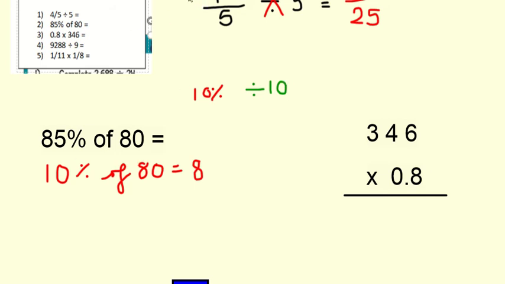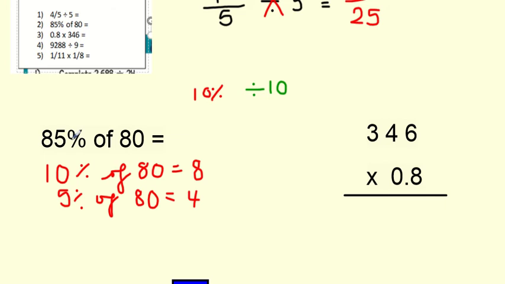Okay, now if I know 10%, how could I use that to help me find 5%? What could I do? Think about the relationship between 10 and 5. What do you notice? Well done to everybody that says it's half. 5 is half of 10. So to find 5%, I just need to half 8, which is 4.